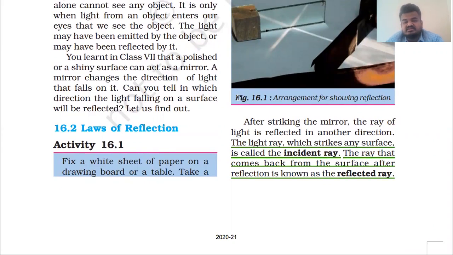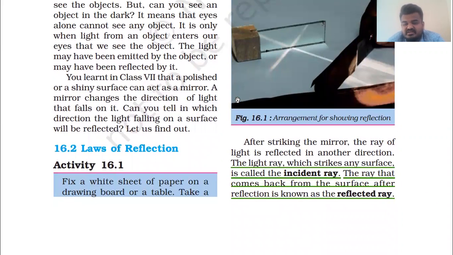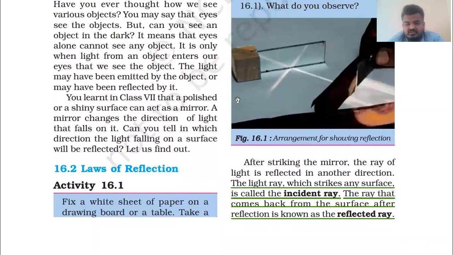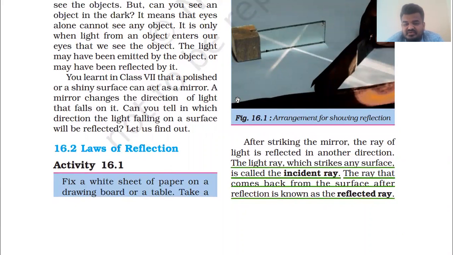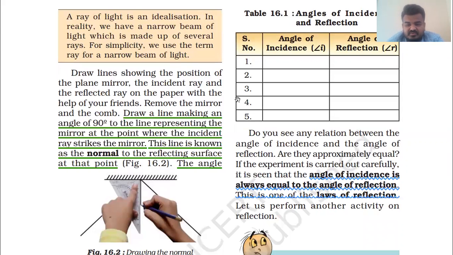So first of all, we have discussed laws of reflection. That is our topic 16.2, in which we have discussed the incident ray, reflected ray, and normal. The light ray which strikes any surface is called the incident ray. The ray that comes back from the surface after reflection is known as the reflected ray. These two are most important. Actually, we have discussed five different definitions from this topic: incident ray, reflected ray, normal, angle of incidence, and angle of reflection.